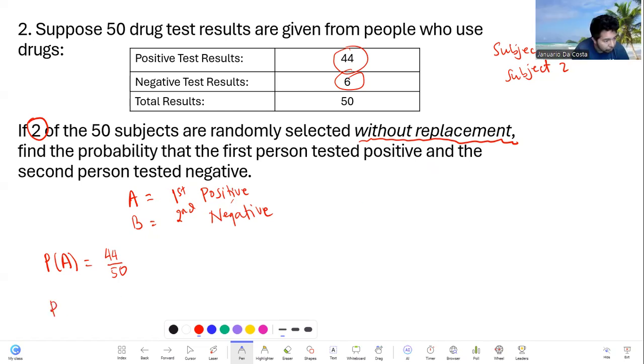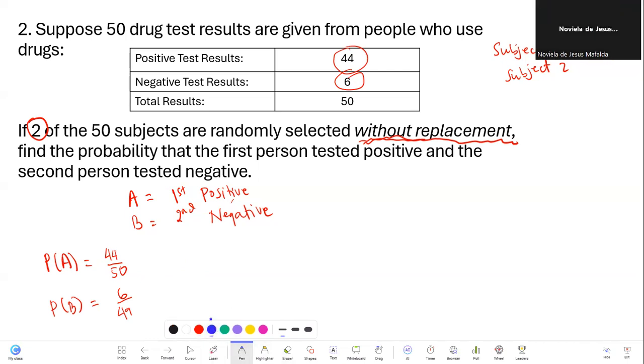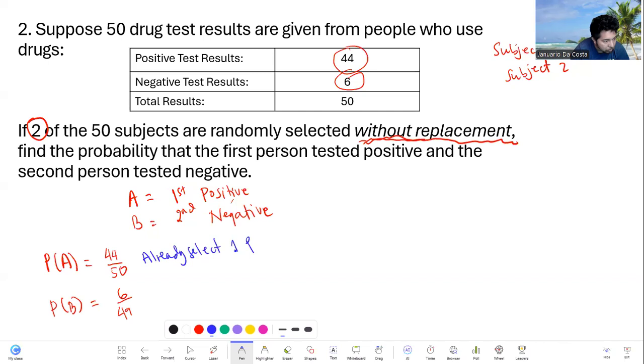What about the probability of B? 6 over 50? No, not 6 over 50, it is 6 over 49. Why 49? Because of the words here, without replacement. When you calculate the probability of this, you have already selected one person, and after your selection, you do not put this person back into the sample. Comprende? Already selected one person, without replacement.